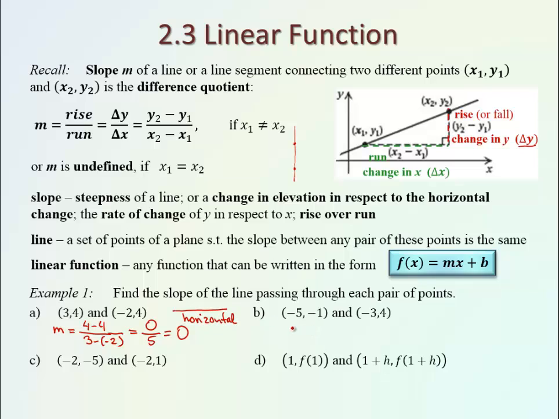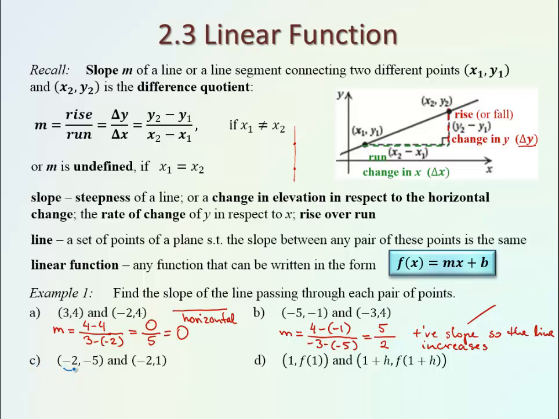What about question B? Well, here we have slope equals. We can start with any point that we wish. Just for change, let's start with the second point. 4 minus negative 1 over, and now we have to start with the same point as in the numerator, negative 3 minus negative 5. So 4 plus 1 is 5 over negative 3 plus 5 is 2. So this is a positive slope. So the line increases somehow like this.